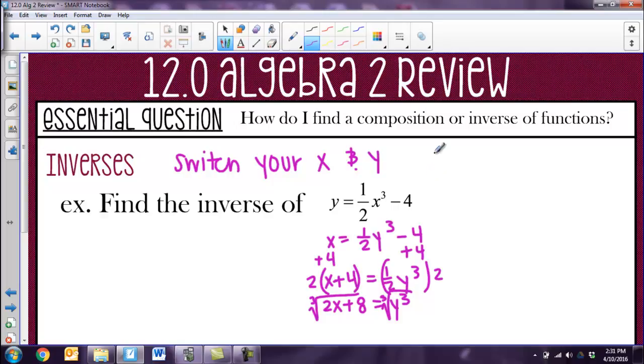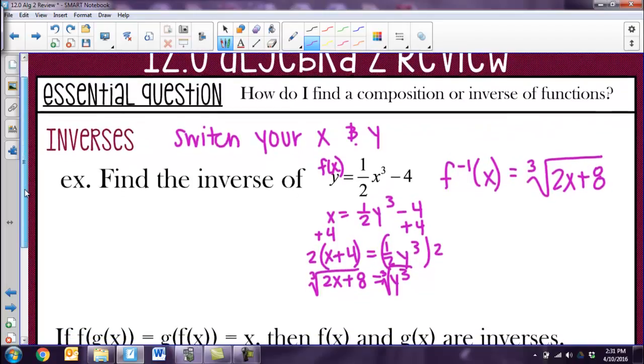Now the way that we can write that is, instead of just writing y equals, we write f to the negative 1 of x, especially if it had been f of x to start with. That implies that you are looking at the inverse function. So my inverse function for this is the cube root of 2x plus 8.